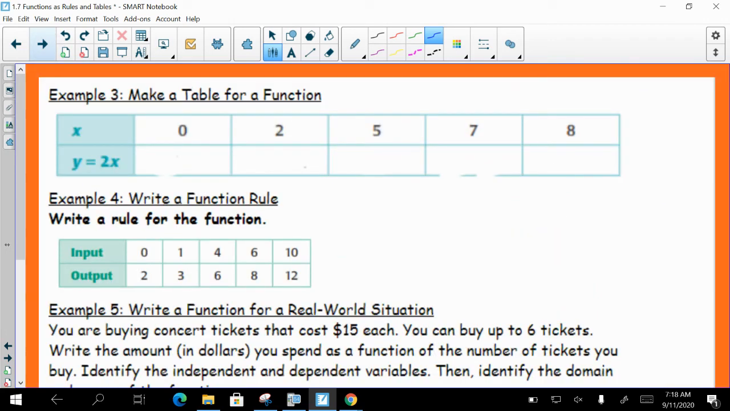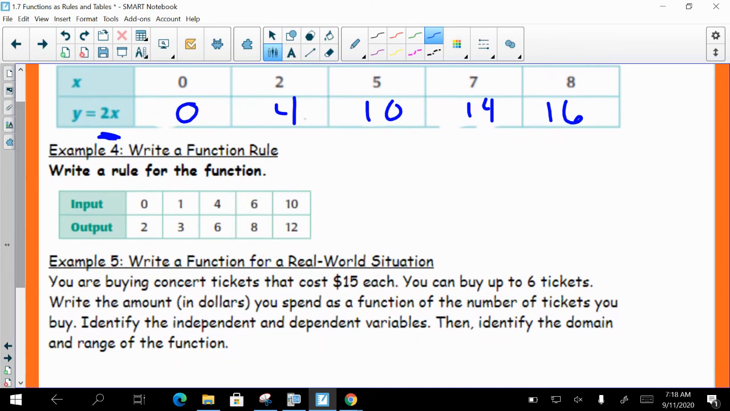So let's do a few examples here. Make a table for the function. When x is 0, 2, 5, 7, and 8, and your function is 2x, well, the rule is just multiply x by 2. So 0 times 2 is still 0, 2 times 2 is 4, 5 times 2 is 10, 7 times 2 is 14, and 8 times 2 is 16. So we're just doubling the input, which means all of the outputs are going to be even.